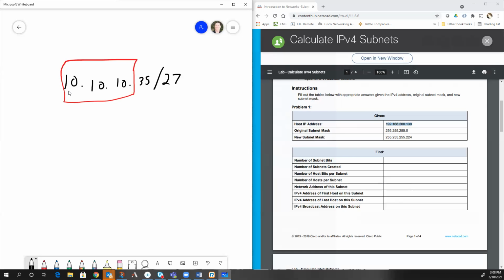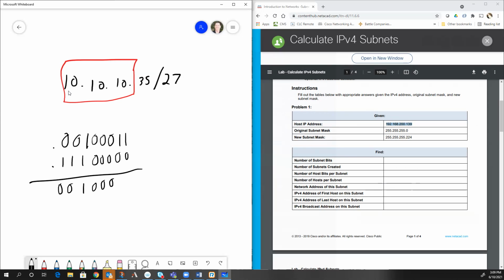So let's take 35. So 128, 64, 32 is on, 16, 8, 4, 2, 1. And then 27. Okay, so in our last octet, we've got 3 bits turned on: 1, 2, 3, 4, 5, 6, 7, 8. And we're going to learn that what falls through is 00100000, which is 32. So this is the 10.10.10.32/27 subnet. So that's the network it comes in.